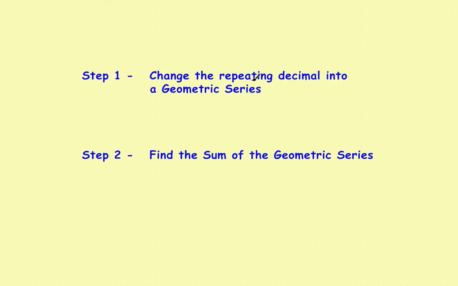Step number 1 will be to change the repeating decimal into a geometric series. Then when you've got the geometric series, you can use the formula for the sum to find the sum of the geometric series and express that as a fraction, and you'll have your answer.